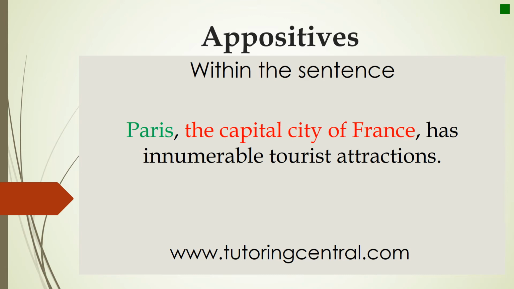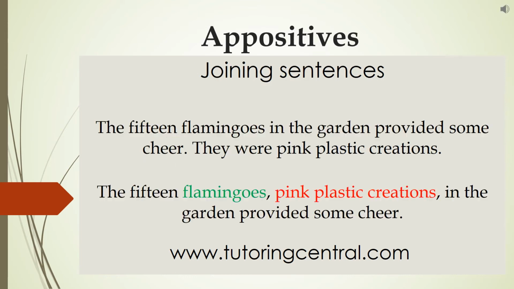And again, we would have 2 commas because it's happening within the sentence. And that means that we could technically extract it right out of the sentence without changing the primary meaning of the sentence. Now, if the fact that this is the capital city of France is important, I would suggest a different sentence structure. Now remember, I said that you could also use appositives to join short sentences.